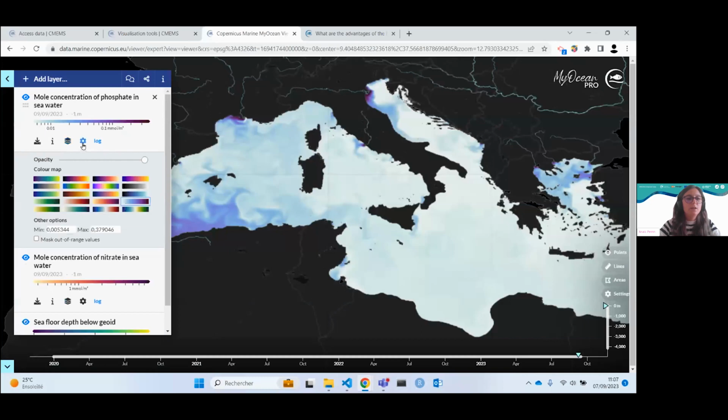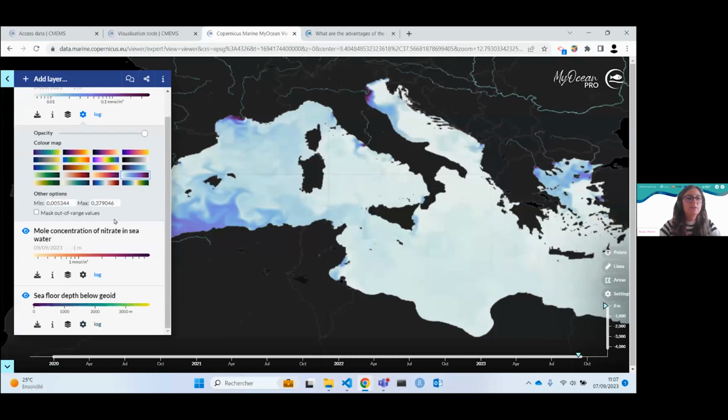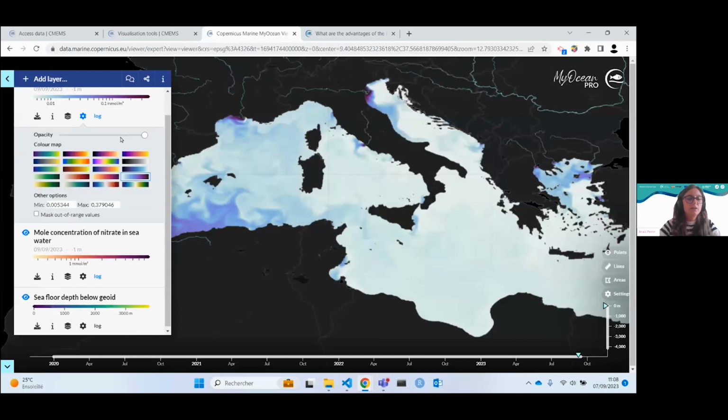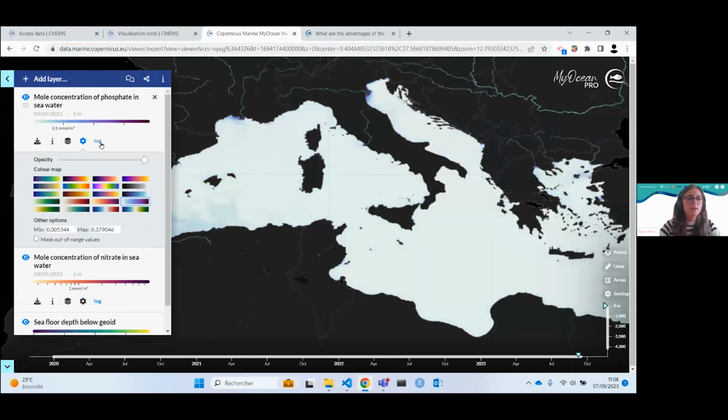The gear is used to customize the layer. And finally, you have the log icon. This option is not available for all the variables in our catalog, but this is for our datasets.